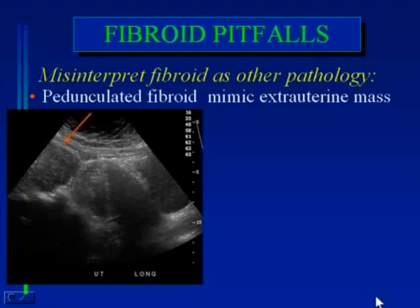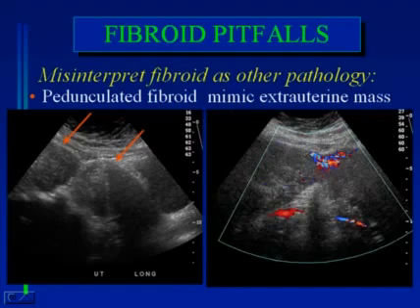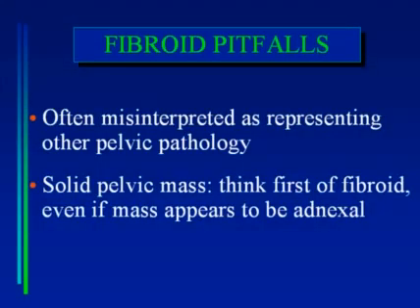Here we have a big solid mass superior to the uterus, which it's not clear if it's originating from the uterus or not, but with further scanning, a bridge of tissue that was very vascular, consistent with a vascular pedicle, could be seen, and this was a pedunculated fibroid.